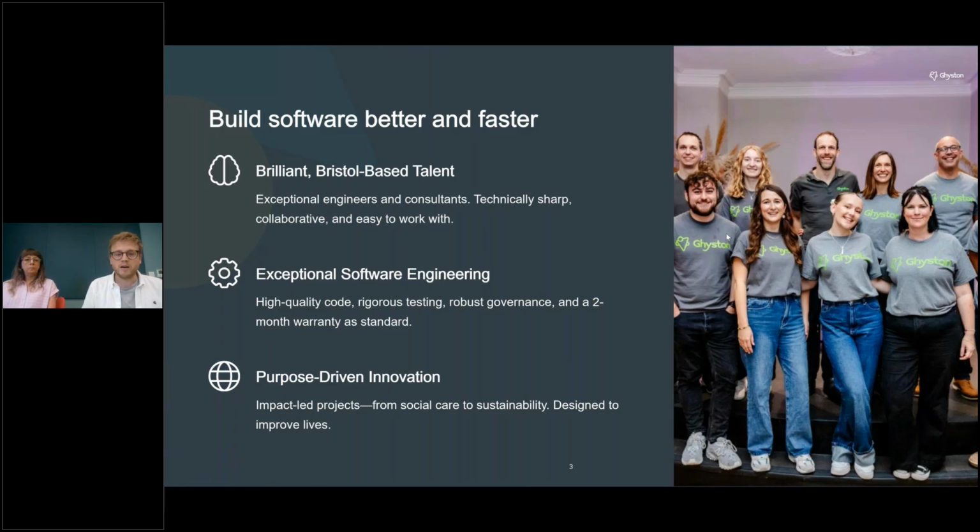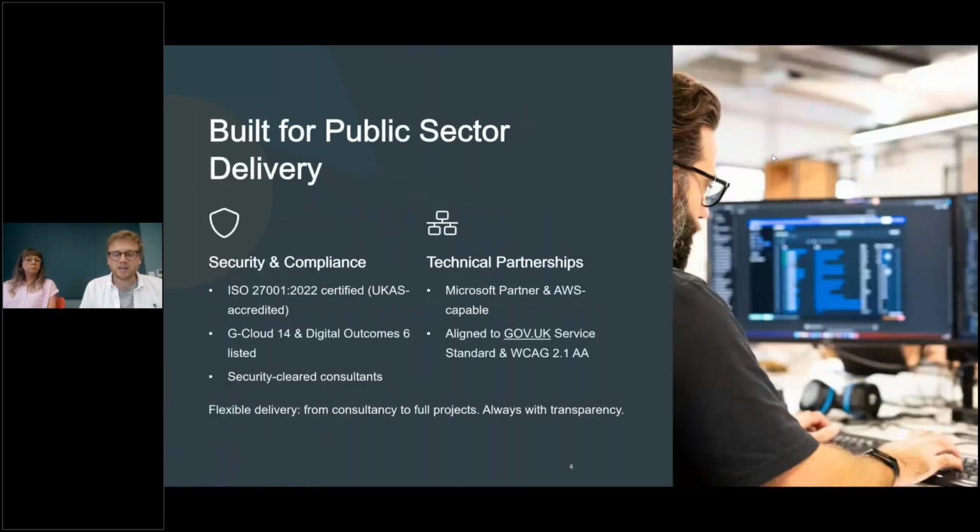So that's a little bit about who we are. We are set up to work in public sector and with large organizations. I'll talk a little bit about some of our clients in a moment, but we primarily work with large complex organizations, and that means that we have to be very secure. We've got ISO 27001 compliance, as well as being part of the G Cloud frameworks and having security cleared consultants. And we are Microsoft and AWS partners and aligned to the government service standard WCAG 2.1 AA.